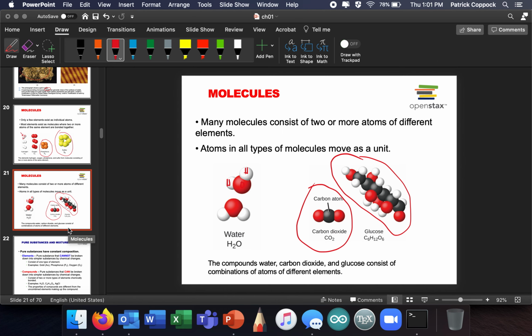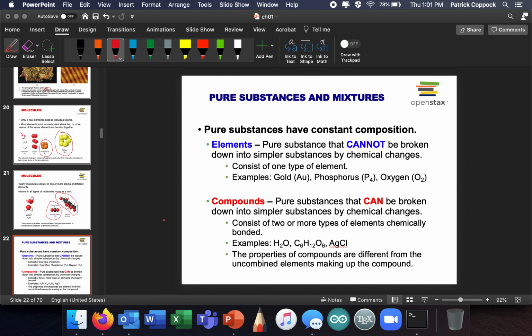So now that we've talked about atoms and molecules, let's talk about substances. So pure substances and mixtures. Pure substances have a constant composition. Elements are pure substances because they cannot be broken down into simpler substances by chemical changes. And they're really pure because no matter what piece you take of a particular sample, you're going to have the same thing. That's what we mean by pure substances, okay?